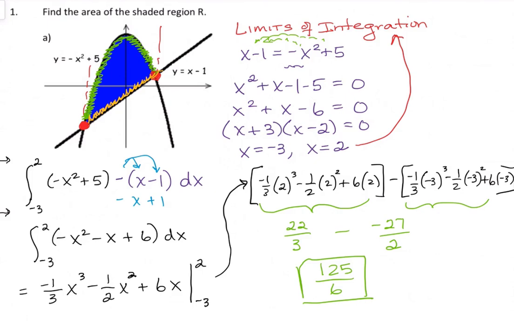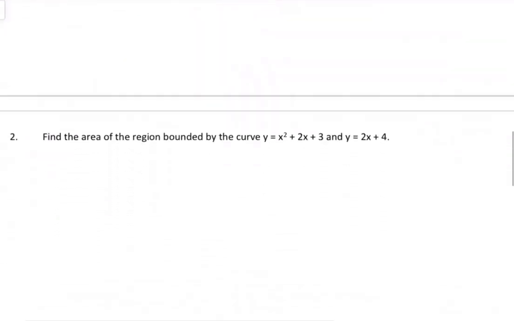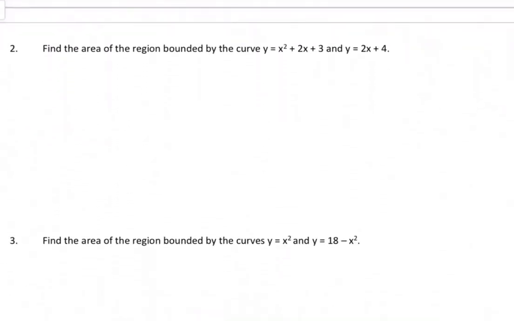So let's take a look at an example where I do not have the picture drawn for you. So in this first one here, we've got a problem where we want to find the area of the region bounded by the curve y equals x squared plus 2x plus 3, so another parabola, and another line y equals 2x plus 4. So when you go to sketch the curve, you don't have to plot a bunch of points, you don't have to find the vertex of the parabola.